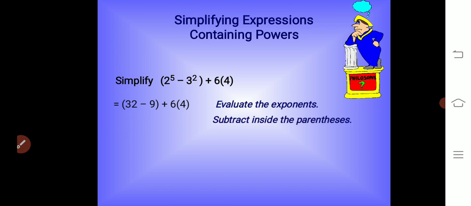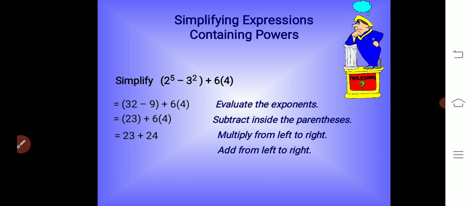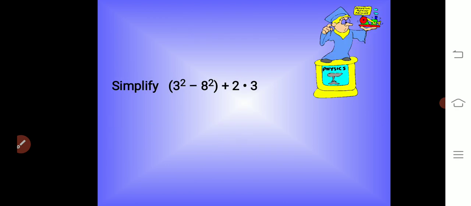So subtract inside the parentheses. So subtract 32 minus 9. The answer is 23. 23 plus 6 times 4. So multiply from left to right. So 6 times 4 equals 24. Add from left to right. So 23 plus 24 equals 47.